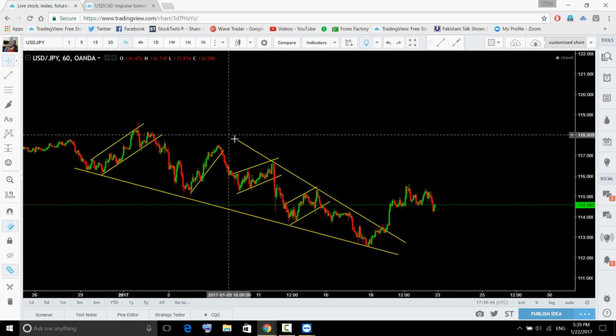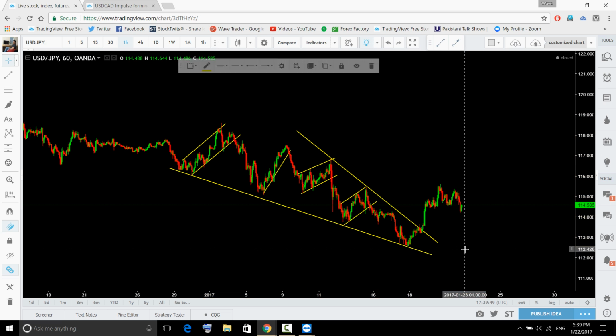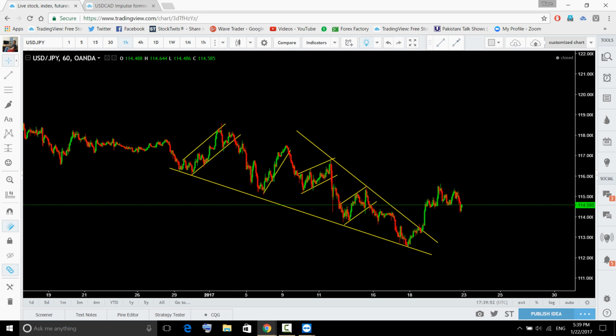So we can see price was forming a falling wedge, and that falling wedge has broken out with impulse. Now forming a continuation pattern. This continuation pattern hasn't completed yet. So watch for the price, it can come and test this place, or even it can test the bottom again.